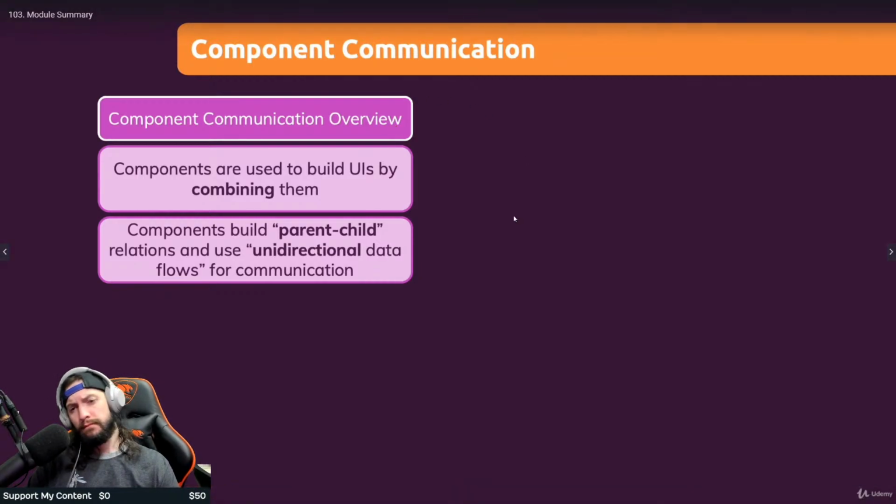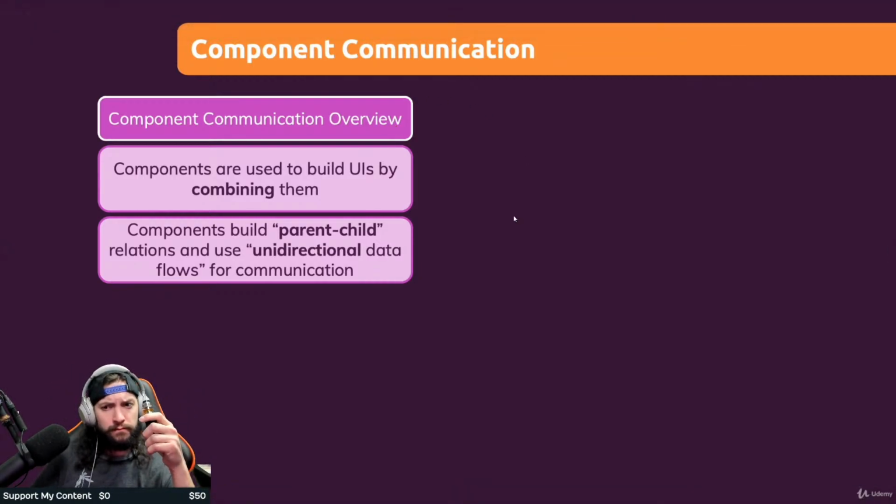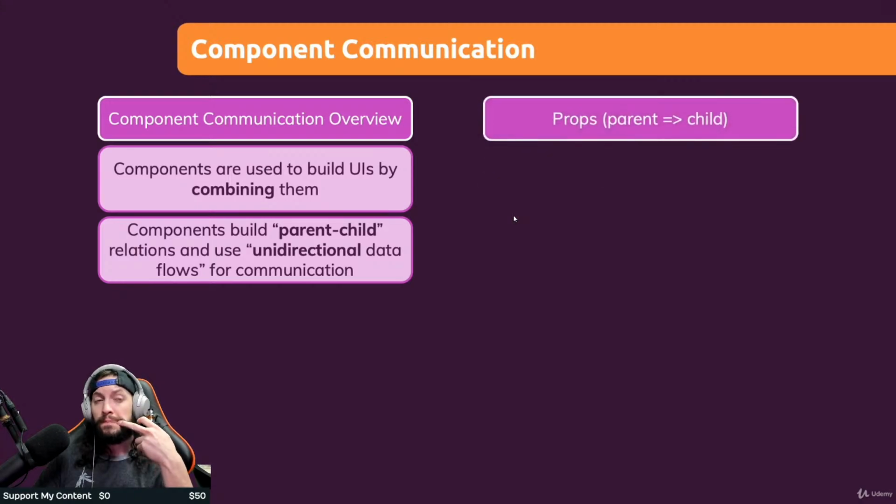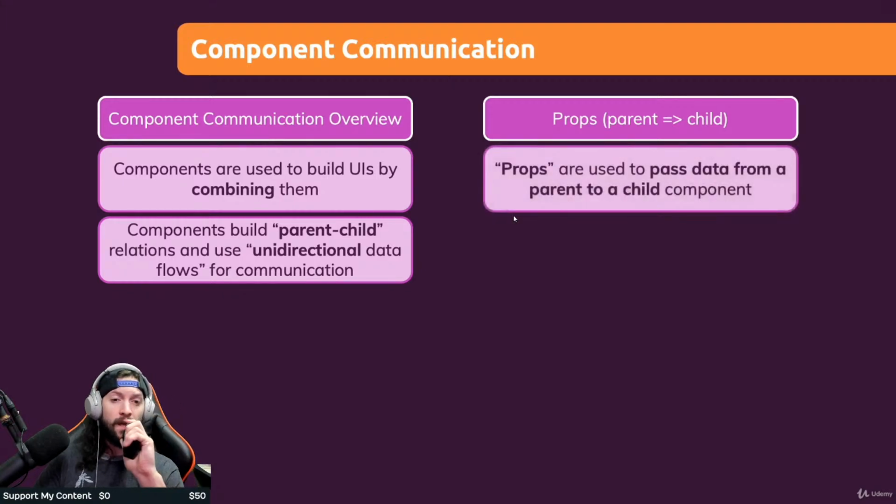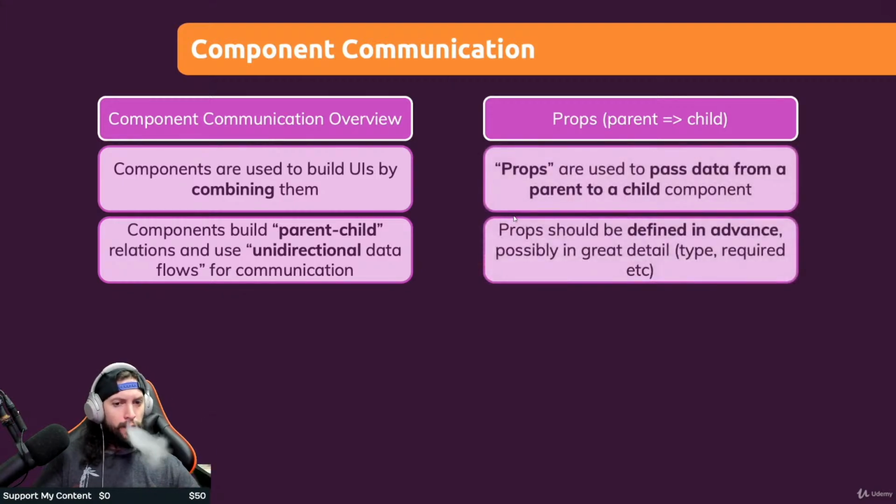And this matters because when we talk about component communication, you need to keep in mind that Vue uses unidirectional data flows for communication. So basically we have ways of passing data down to a component or also up from a component using a different concept. Well, and these are the concepts. For passing data down, we have props. This allows us to pass data from a parent to a child. So props are used for just that, and we should define props in advance in that child component which will receive them.